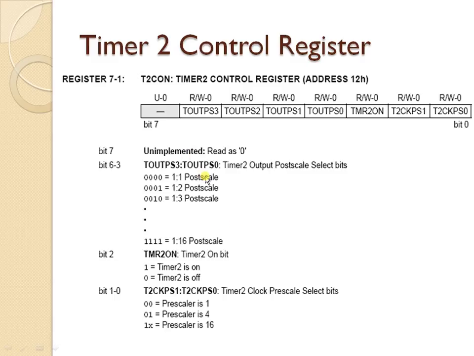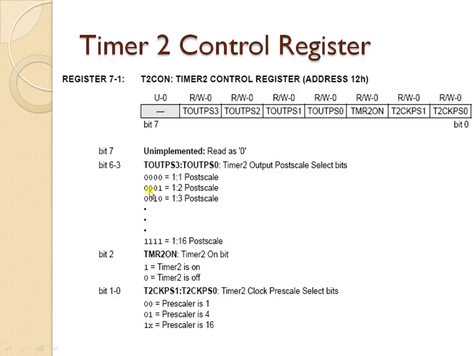If you want to provide some delay in generating the overflow interrupt, then you have to use these postscale bits. Prescale is for dividing the incoming clock by some factor, and postscale is for providing some delay for generating the overflow interrupt. If you program these 4 bits to 0000, then after overflow it will receive one clock pulse and then generate an interrupt.